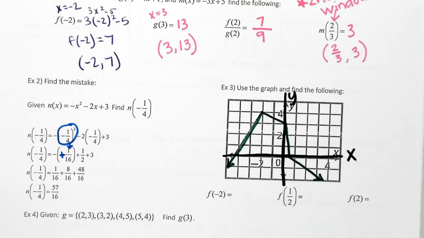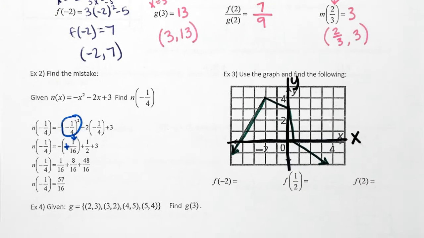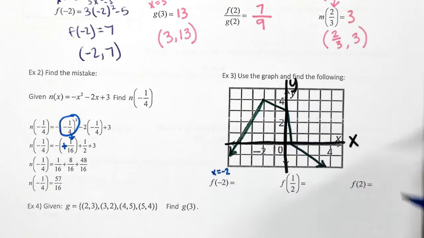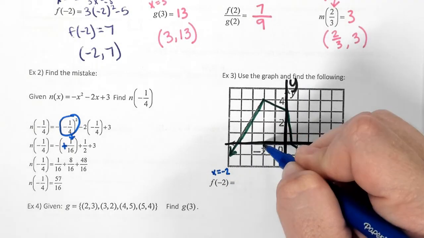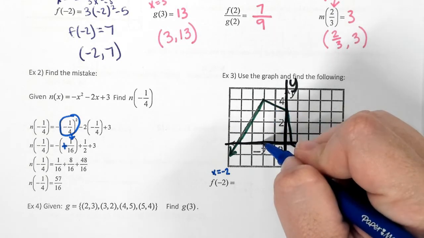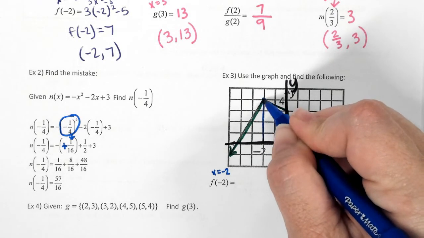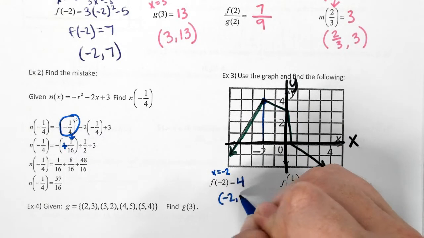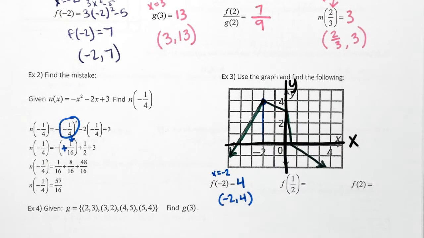Okay, so knowing that, we're going to figure this out. So I know that this is x equals negative 2. So I'm going to go on my x-axis to the negative 2, and I need to find the height of my line. Well, what is the height of my line at negative 2? 4. So that is the point negative 2 comma 4, which is a solution.